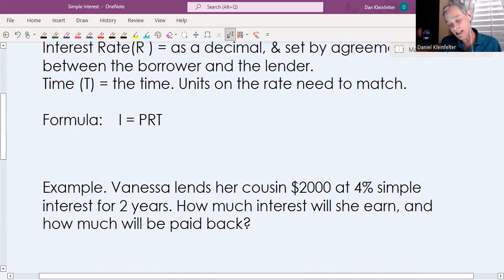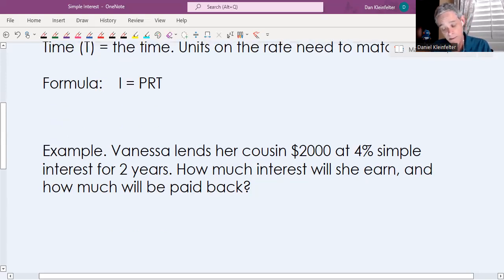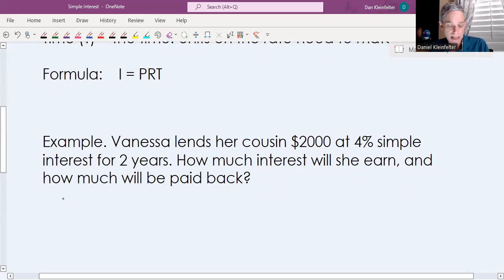In this example, Vanessa lends her cousin $2,000 at 4% simple interest for 2 years. If it doesn't say 4% per month or 4% annually or 4% per week or whatever, you can assume that's per year. So this is 4% per year, and it's telling us that it's simple interest, and the amount of time she's going to lend the money to the cousin is 2 years. We want to know how much interest she's going to earn and how much altogether is going to be paid back. So let's start by calculating the interest.